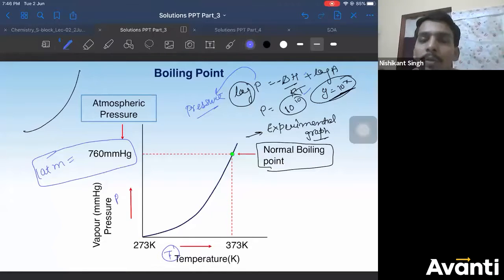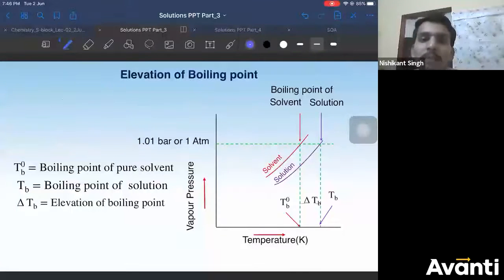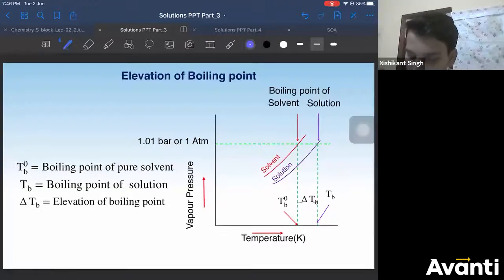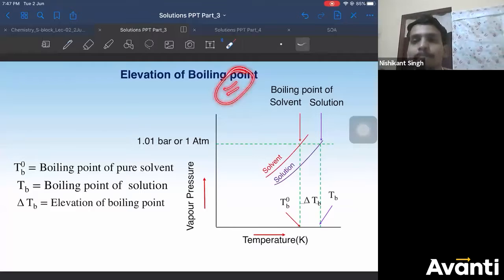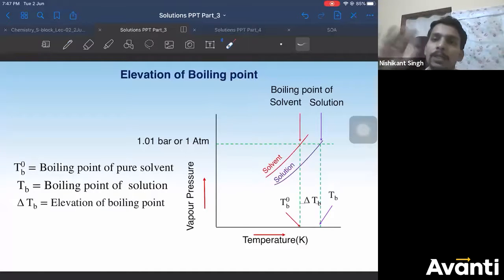Right. Now, the definition of boiling point is important. Remember this. The definition of boiling point is very important. You'll get it in your board exams also. Okay? Most likely for 1 mark, but sometimes it comes as a part of a 5 mark question also. Right. Now, the elevation in boiling point. What do we mean by elevation in boiling point? All of you, please pay attention.